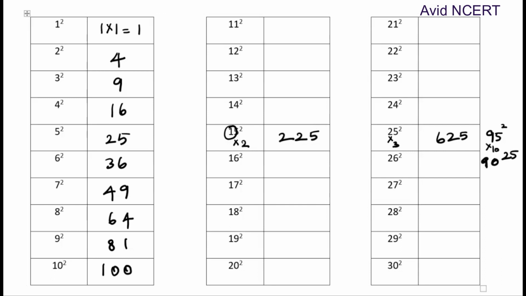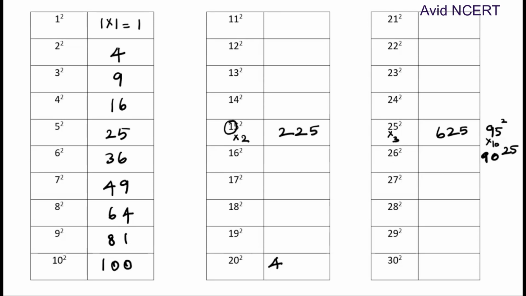The same thing goes for 20 square. 2 square is 4 and you have to add 2 zeros. Same thing for 30 square, which is 3 square is 9 and 2 zeros, 900. For anything it's just the same. Even if it is 70 square, 7 square is 49 and add 2 zeros to it. That's it.